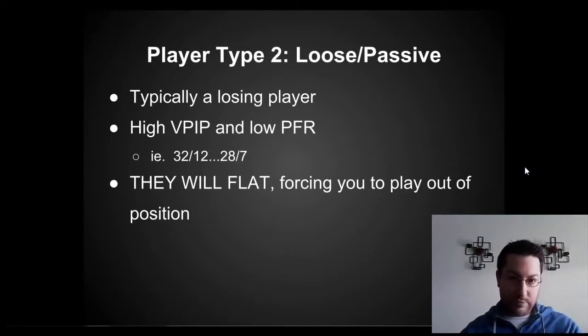Now, who's a loose passive player? If you look them up on SharkScope, they're typically a losing player. They don't understand sit and go strategy. If you look at their HUD stats, they're typically going to have like a 32-17, a 28-7, a 55-10, something absurd like that. What that means is they're playing a lot of hands, they're pretty loose, but they're usually not raising. They're usually just calling raises or limping in. They're just very passive overall.